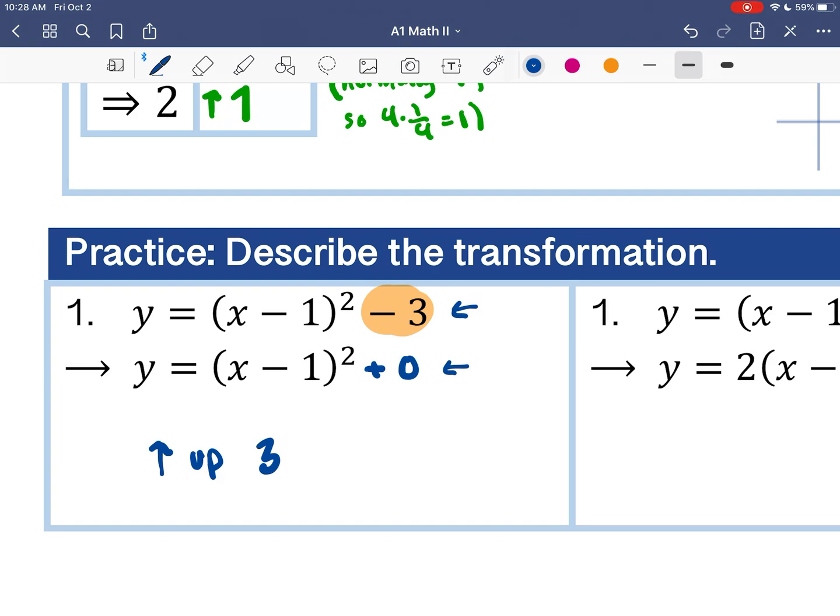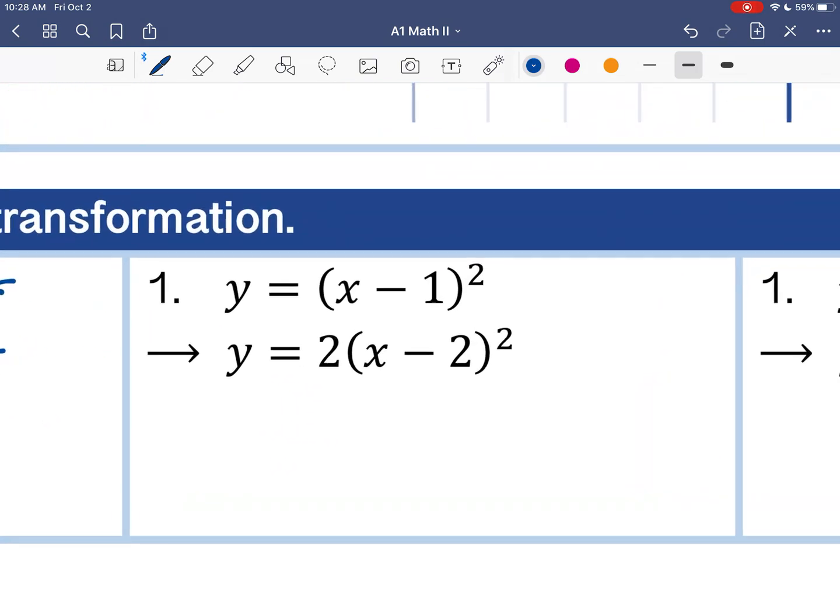So that's really all it wants, just the directions. It has shifted, maybe I should say that, it has shifted up 3.